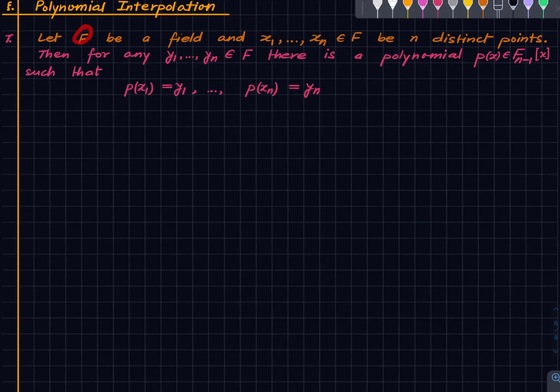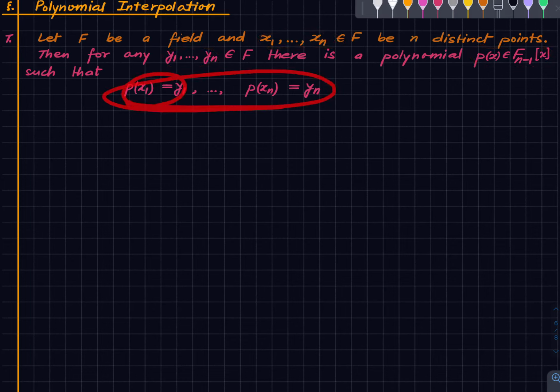Fix any field. For comfort, you can take it to be real numbers. And suppose we have n distinct elements of the field. Then for any n values in the field, not necessarily distinct, there is a polynomial of degree at most n minus 1. So when n were 2, we saw that a degree 1 polynomial sufficed, and when n were 3, a degree 2 polynomial sufficed. In general, for n inputs, a degree at most n minus 1 polynomial will suffice to fit the data.